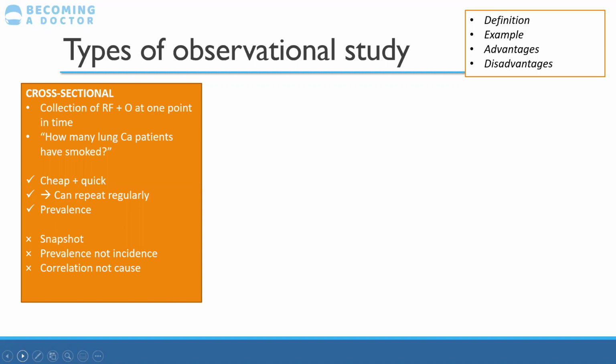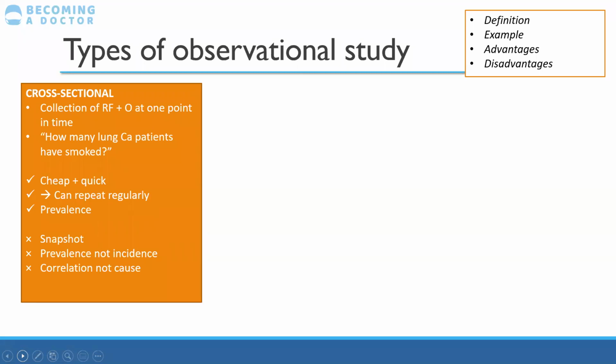So for example, in a given population, we could ask how many of these lung cancer patients have smoked? And it just gives a very brief snapshot and allows us to look at the prevalence of that risk factor in the population. It's a very cheap and quick study to conduct, and this means that it can be repeated regularly. And as I mentioned before, we get a measure of prevalence in that population of both the risk factor and the outcome.